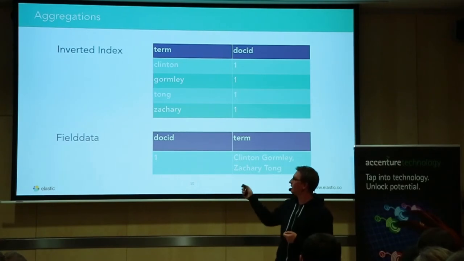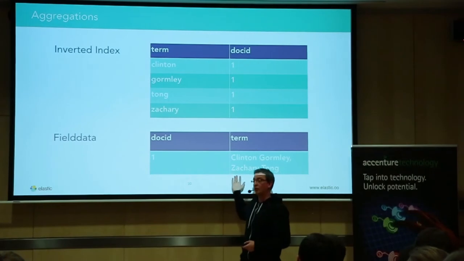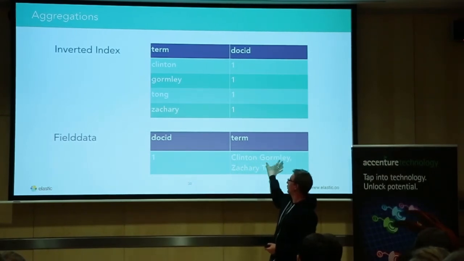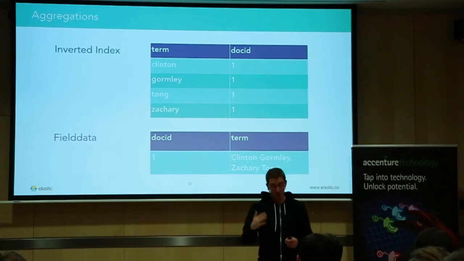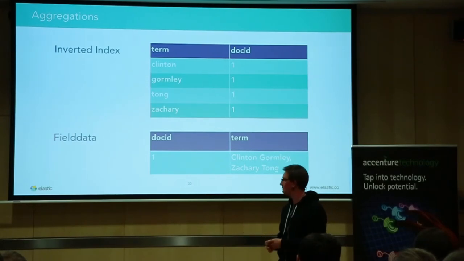So this is the inverted index you already saw. And this is the data structure we actually need to aggregate on an author, for example. We need to know that the document ID number one contains Clinton Gormley and Zachary Tong as an author in order to count how many books Clinton or Zach have written so far.